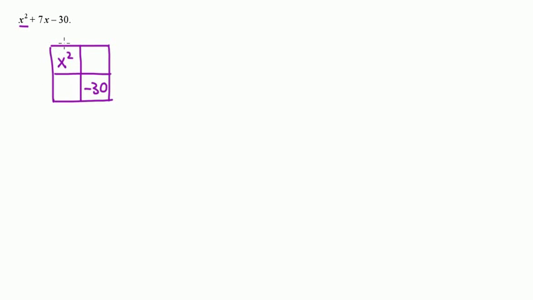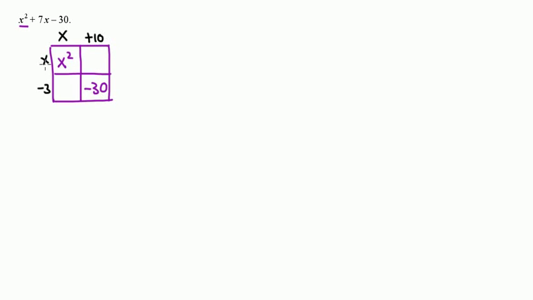Now on the top and the side of the box, I want to fill in the factors of what is inside the box. So x squared, the factors are x, and minus 30. So again, I have to think about the factors of minus 30 that are going to add or subtract to give me plus 7. So 2 and 15, they won't work. 3 and 10, that will. So I'm going to use plus 10 and minus 3.